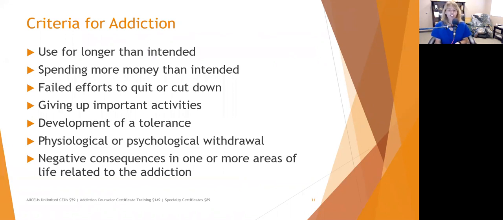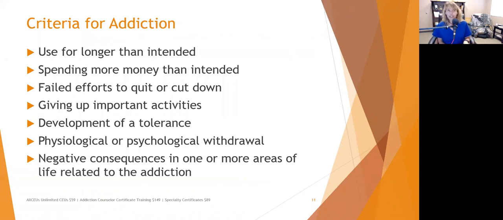And negative consequences in one or more areas of life related to the addiction. So if you're using and it's causing you financial problems, if it's causing problems in your relationship, if it's causing you to be less productive or get in trouble at work, if it's causing you legal problems, those are all problems that, if you continue to do it, then we're starting to look at meeting the criteria for addiction.